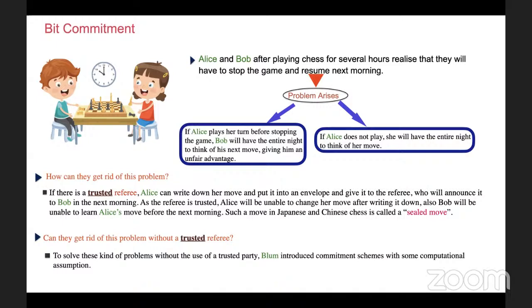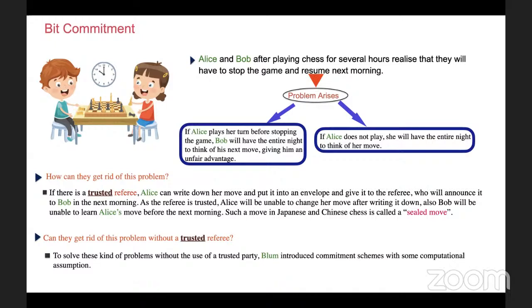In this scenario, there is a problem because if Alice plays her turn before stopping the game, then Bob will have the entire night to think of his next move. That would give him an unfair advantage. On the other hand, if Alice doesn't play, she will have the entire night to think about her move. So the question is, is there a way to get rid of this problem?